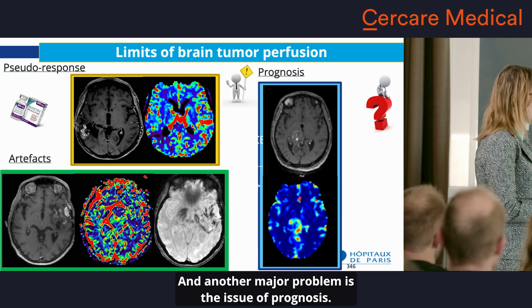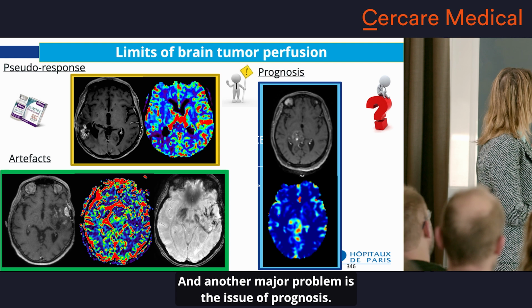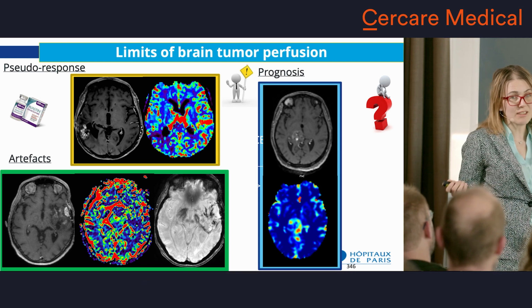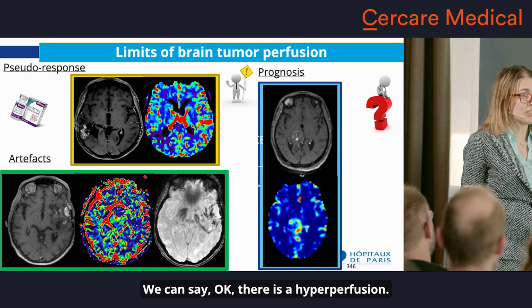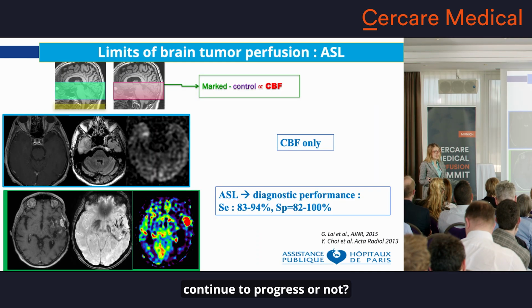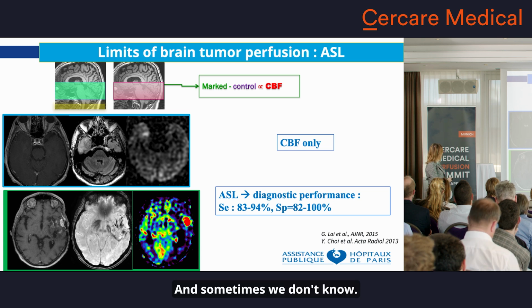And another major problem is the issue of prognosis. So we can see the contrast enhancement. We can say, okay, there is a perfusion, and then, okay, does it mean that the lesion would continue to progress or not? And sometimes we don't know.